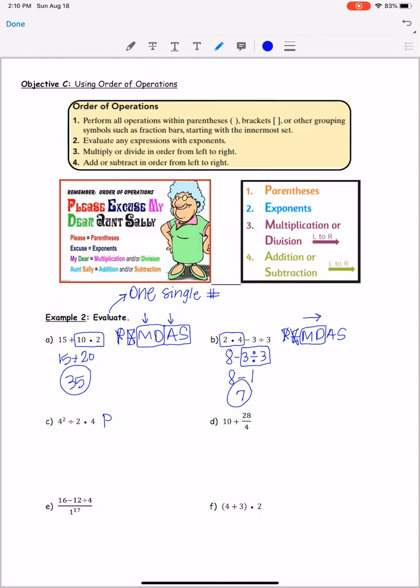C, please excuse my dear Aunt Sally. Do we have anything in parentheses? No. Do we have any exponents? Yes, we do this time. So you've got 4 squared. Remember, 4 is your base being repeated this many number of times. My exponent is 2, so this is 4 times 4. 4 times 4 is 16.